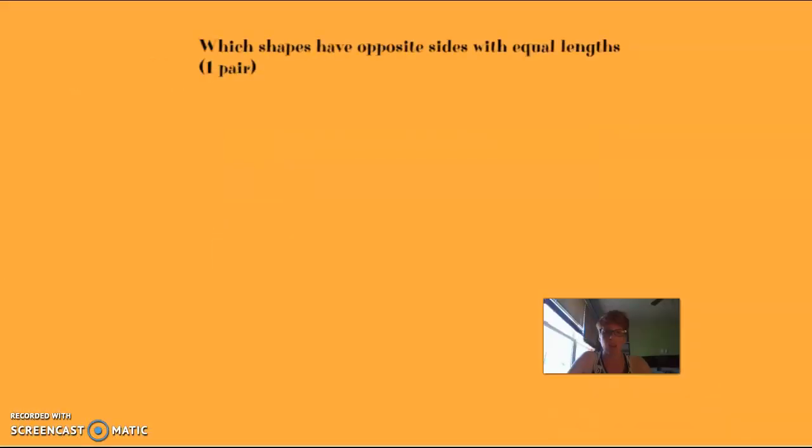Let's go on to the next attribute. Which shapes have 1 pair of sides with equal length? That means the opposite side of a shape is the same length.